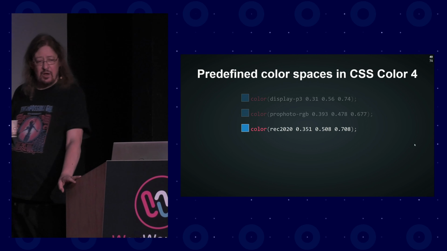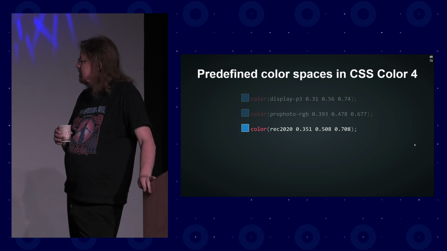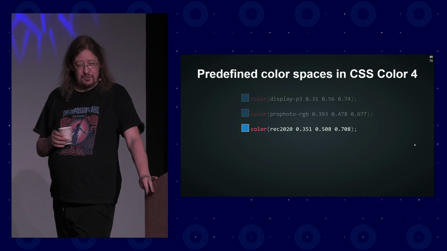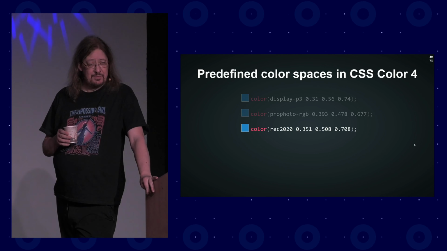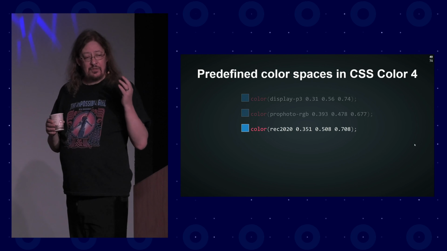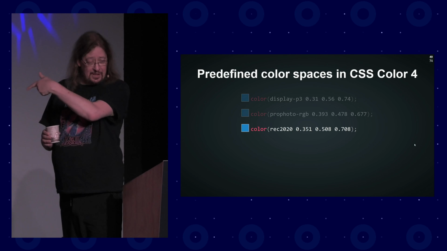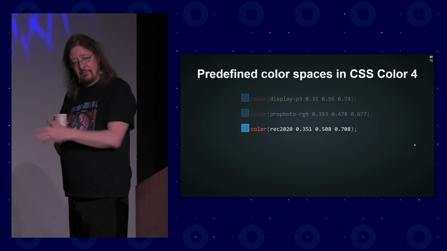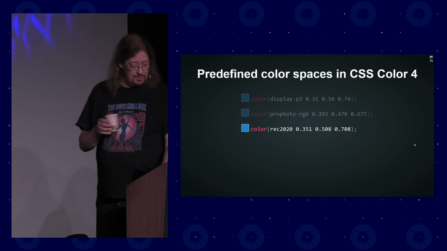There's another one, Rec 2020. That probably doesn't mean much to you, but it's the latest TV standard for 4K and 8K TVs. So a lot of content, like if you watch Netflix, for example, the color values are in that color space. So again, if you're trying to match to some video content, you can just take the values straight out and use them.